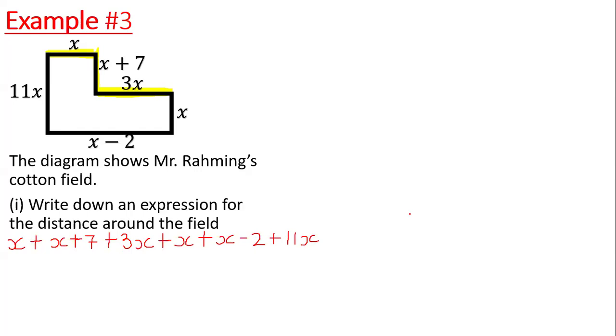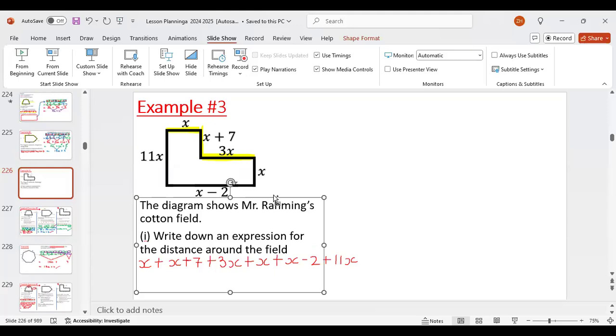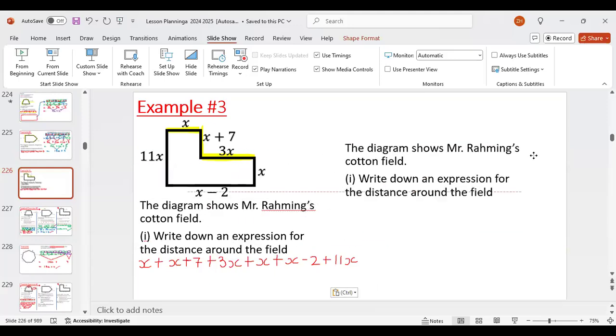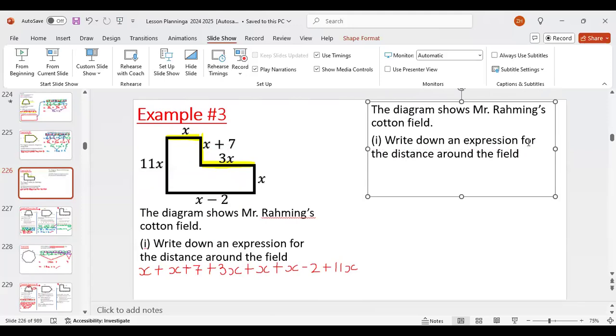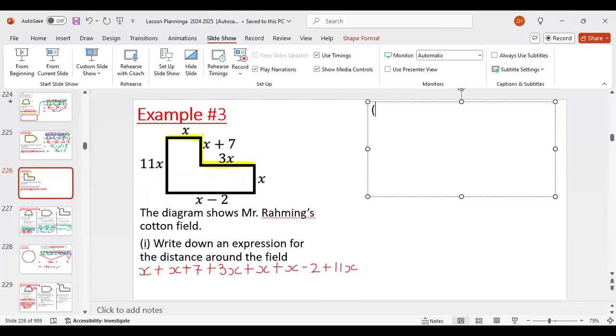Okay, now we're gonna simplify it. Ooh, boy. Put your simplified answer inside the chat for me. We want to simplify this expression. Oh, how we love algebra. So this is gonna be part 2. Simplify your answer from part 1.